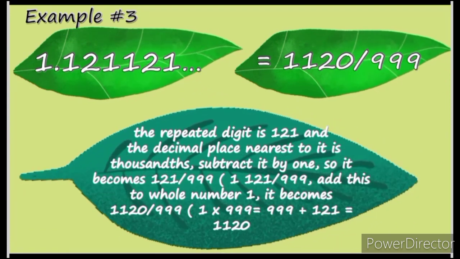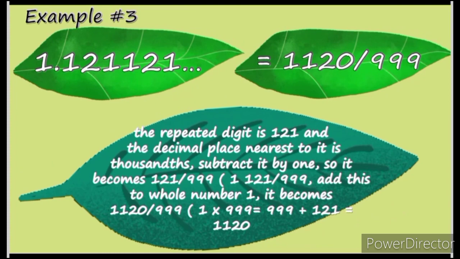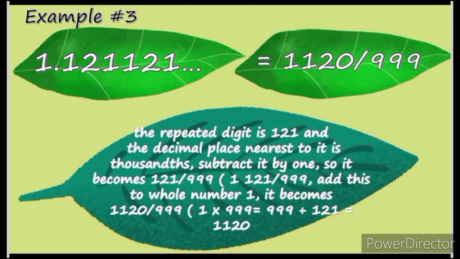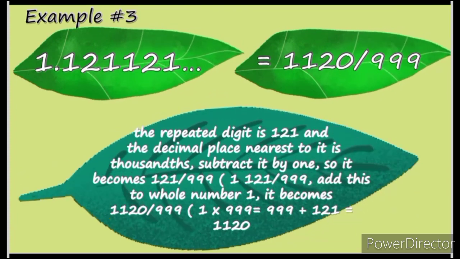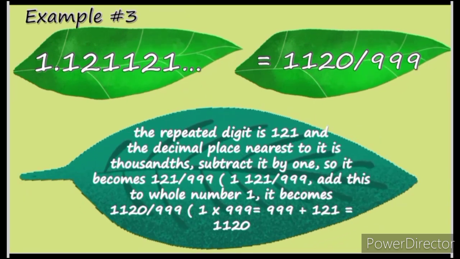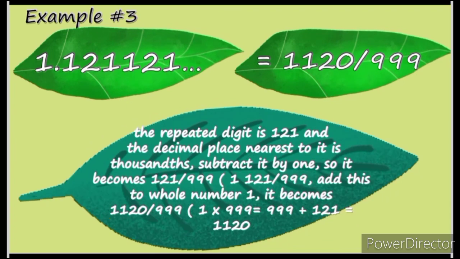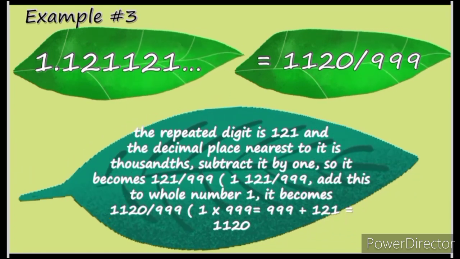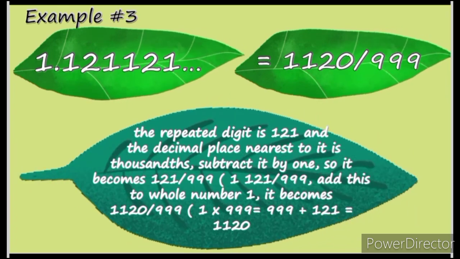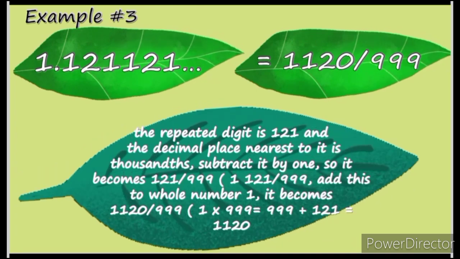Add this to whole number 1, it becomes 1120 over 999. 1 times 999 is equal to 999 plus 121 is equal to 1120.